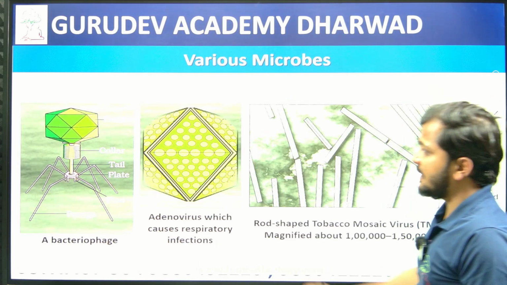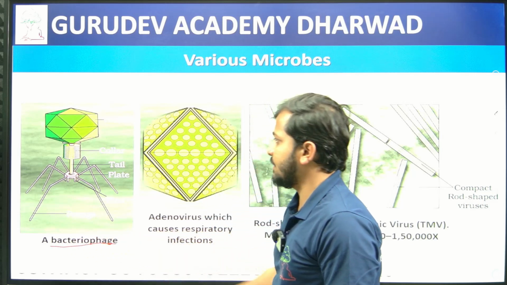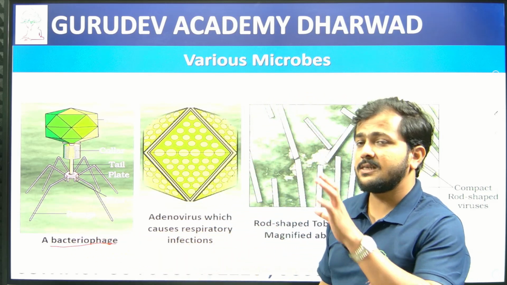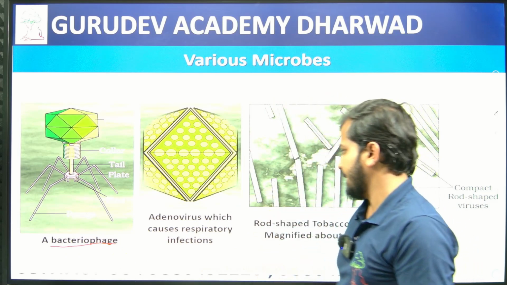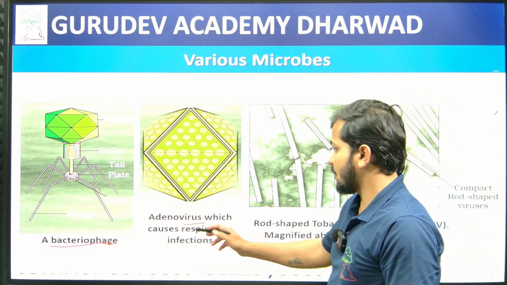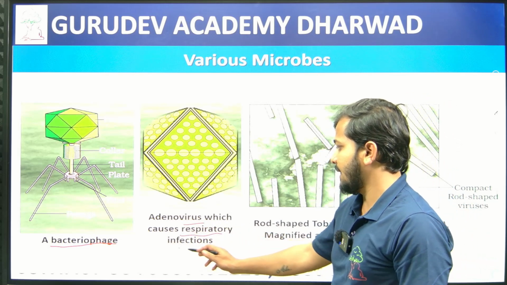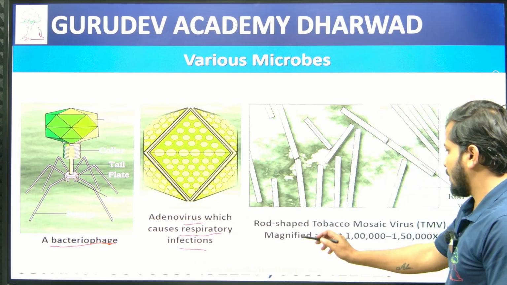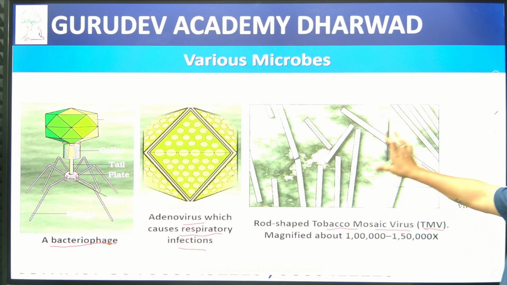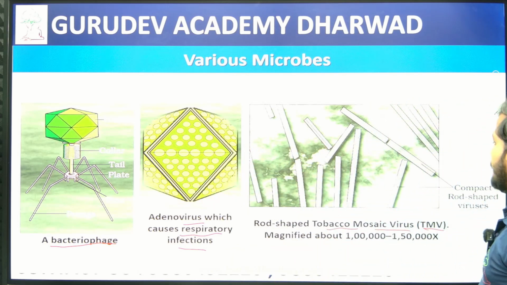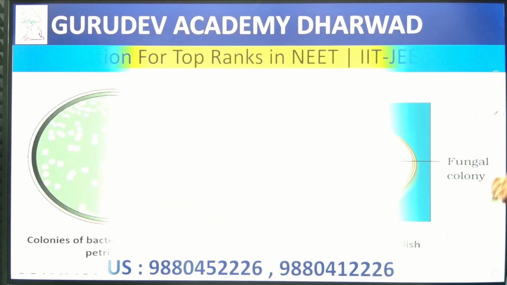Then consider bacteriophages, which are viruses that cause infection to bacteria. Then adenovirus, which mainly causes respiratory infections. Then the rod shaped tobacco mosaic virus, which we call TMV. These are the structures they have shown here.